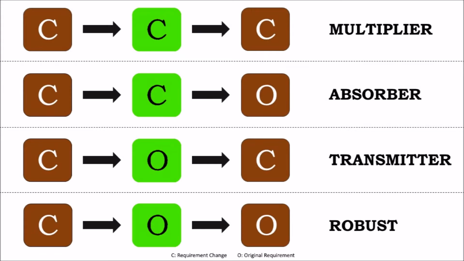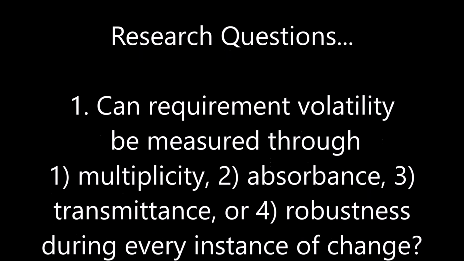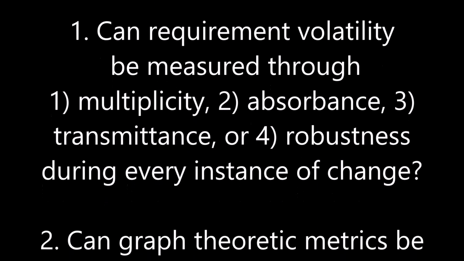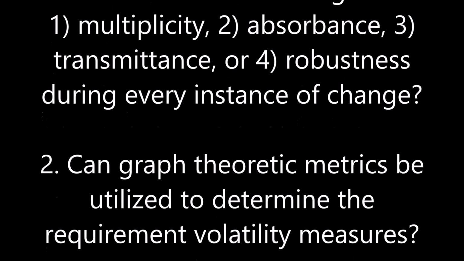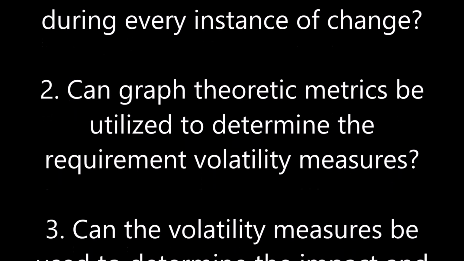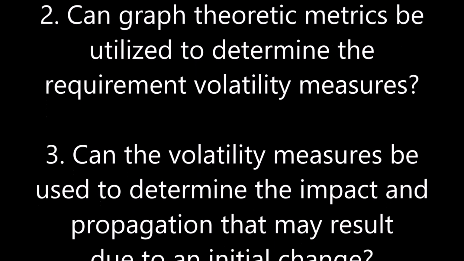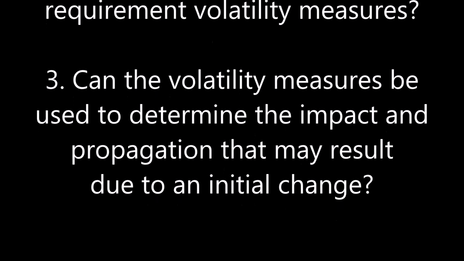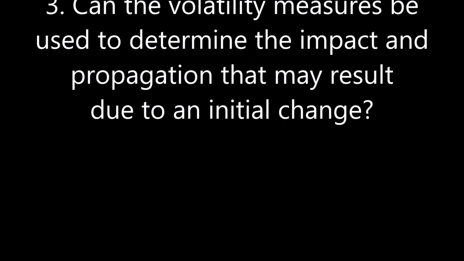The results will address the following research questions. Can requirement volatility be measured through multiplicity, absorbance, transmittance, or robustness during every instance of change? Can graph theoretic metrics be utilized to determine the requirement volatility measures? Can the volatility measures be used to determine the impact and propagation that may result due to an initial change?